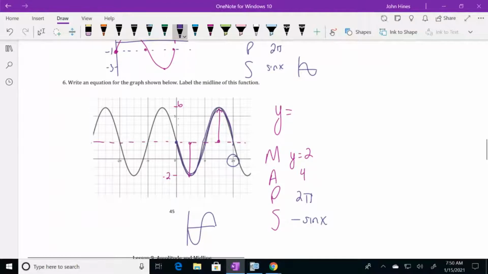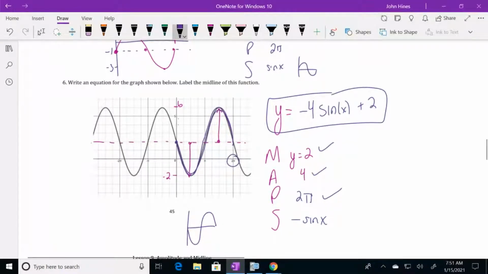So now I have all the information to write my equation. y equals, it's a sine function. The midline is plus 2. The amplitude is 4. The period we don't need to worry about yet, but I need to throw a negative in front of it to make it go valley, hill.